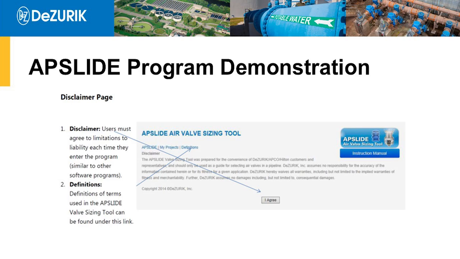And it's kind of the disclaimer, the lawyer's message. Basically, it's saying we're using common calculations to give you typical results. It doesn't replace using common sense, and that there might be other concerns that affect the results of this. And then you have to say, I agree, before you can go forward. So once you get to that screen, now you're ready to go to the APSLIDE.